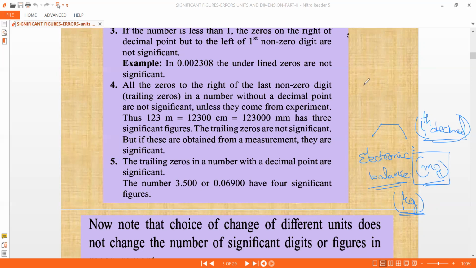Suppose you have 35.32 milligram. If I report this value, I'm sure about 35.32. I'm just giving an example: you may get 35.327, or 35.328. Suppose it is fluctuating between 7 and 8.